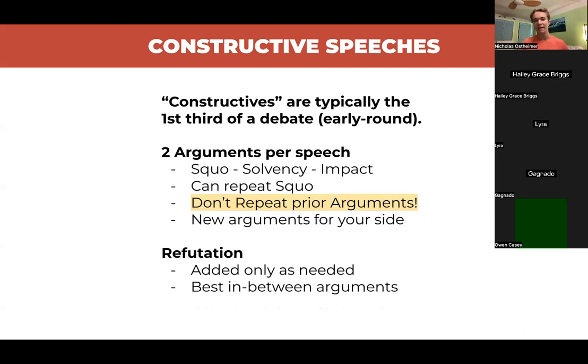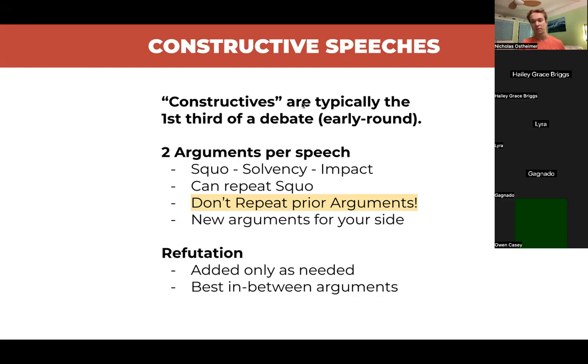If you are speaking after the first third of a round, you will be expected by your judges to refute other people or to incorporate other people's arguments into your speech, or to somehow change your advocacy depending on what other people have already said. So we're going to cover the 3 different types of speeches, starting with constructives. So these are early round speeches that you usually see in the first third of a debate.